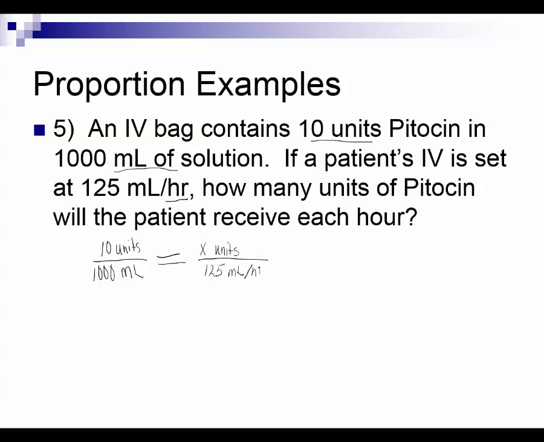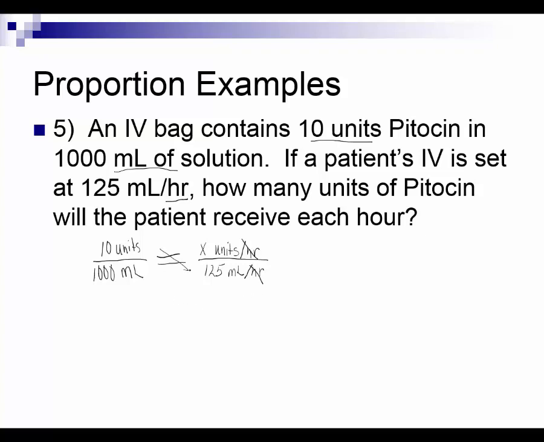So this was milliliters per hour, and this is units each hour, which is also a per hour. As we have talked about before, when the labels match, they cancel. And so the per hour cancels in this fraction. My two fractions are equal in their setup, equal in their labels, and I'm ready to solve.